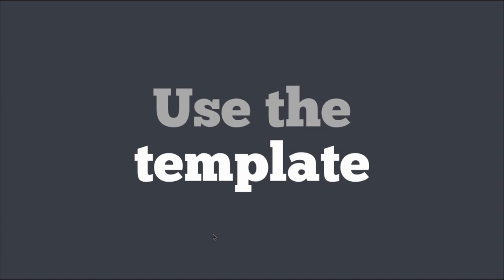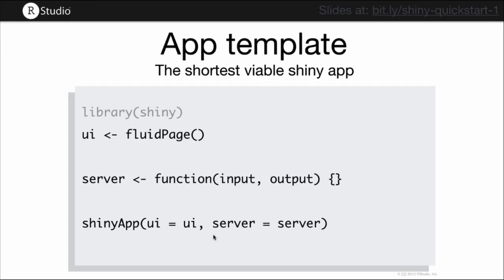Now that you know the architecture of a Shiny app, it's time to start building Shiny apps. And when you do this, I recommend that you start every Shiny app, whether it's your first or your 100th, with the same template. Use this template until you have a reason not to. This is what the template looks like. It's 3 lines of code if you don't count library Shiny. The first line of code sets up a UI object, the second a server object, and the last one knits the two together into a Shiny app.